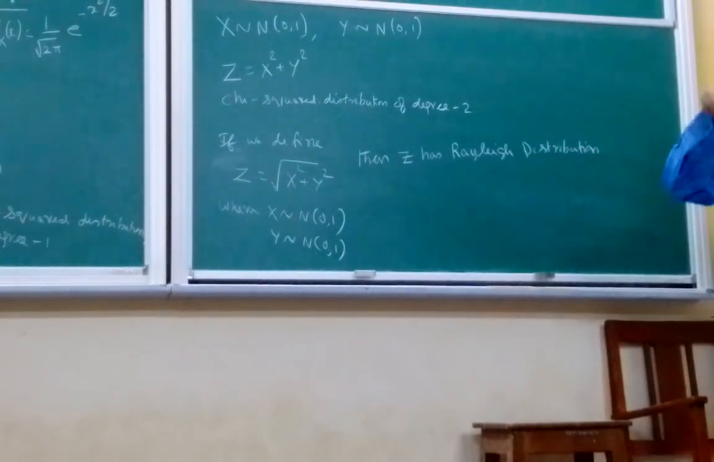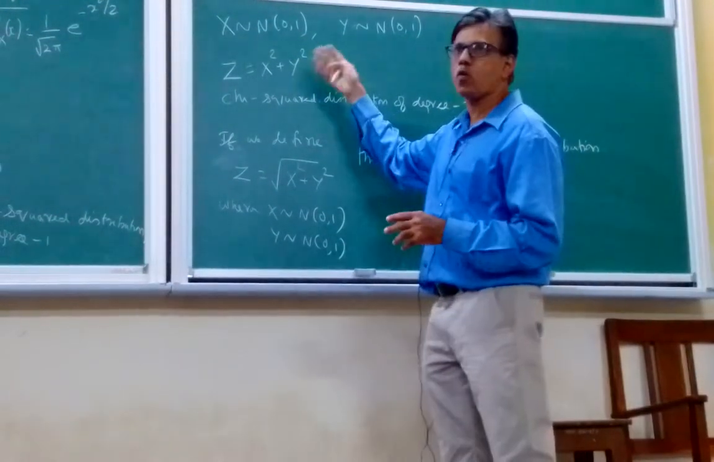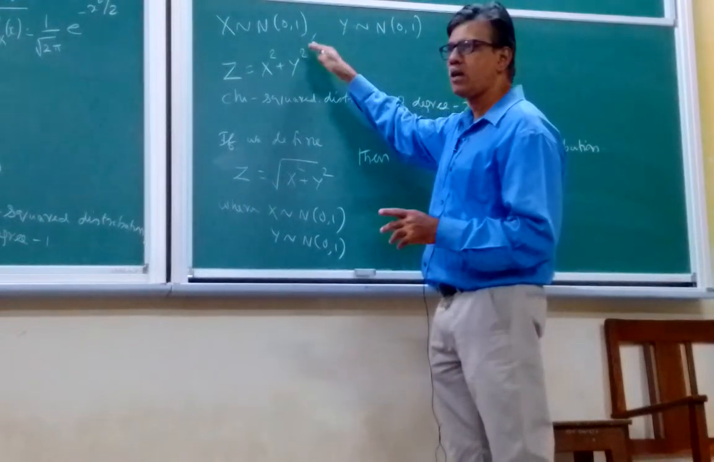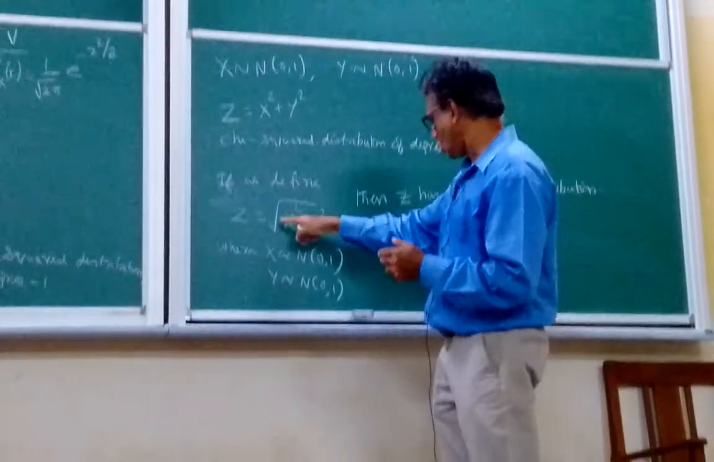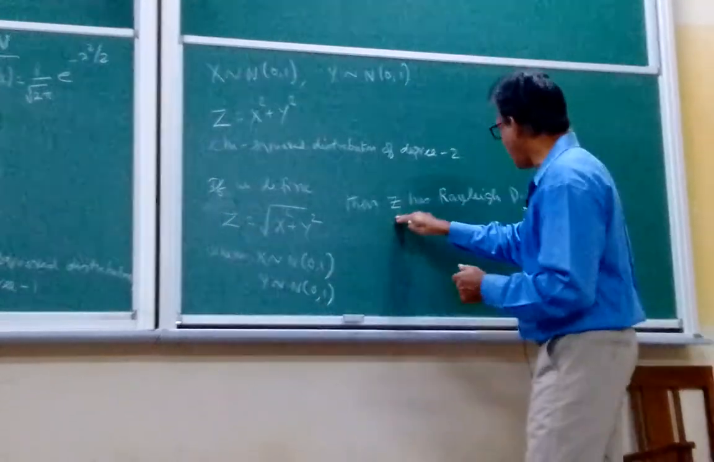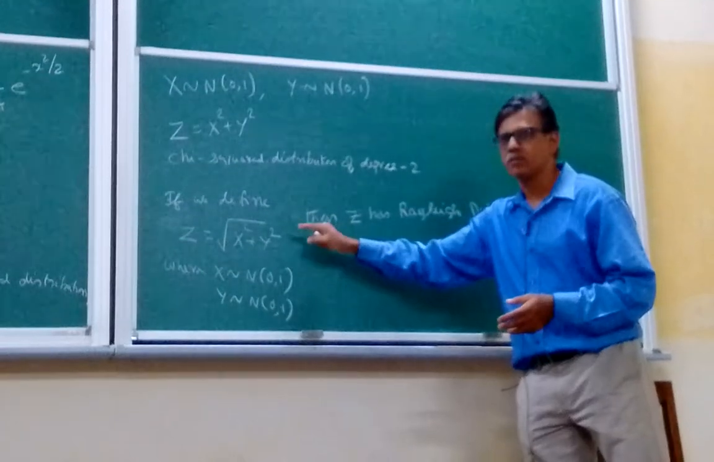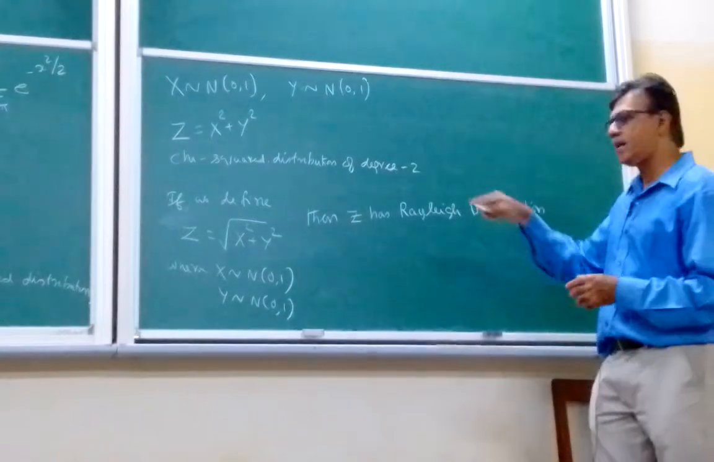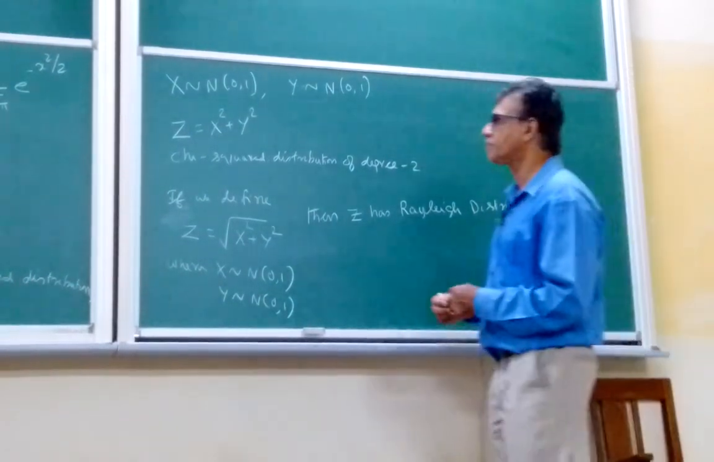We defined x squared plus y squared, where x and y are standard normal, and we derived the distribution of the magnitude, root of x squared plus y squared. R and theta, both of them we got, and we told that z, the radius in polar coordinates, will have Rayleigh distribution. You will encounter this Rayleigh distribution quite often in communication systems.